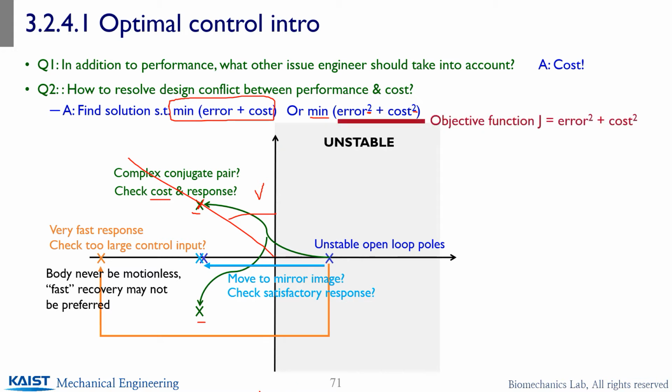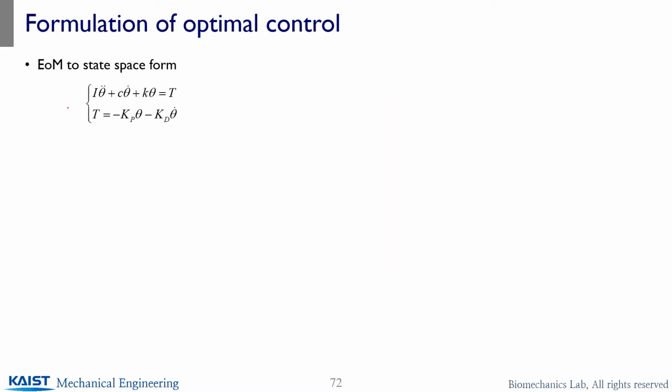So instead of only satisfying the goal for your control, you also care about the control cost. So by setting the objective, J, as error square and cost square, you design the controller that will minimize this objective function. Often it is called the cost function. Okay, so let's formulate the optimal control, minimizing the cost function or the objective function.